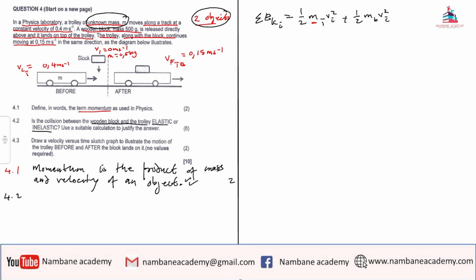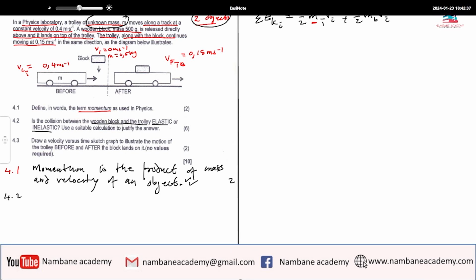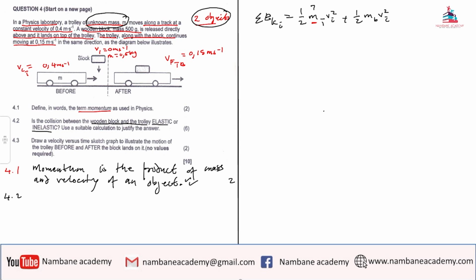Very, very important. But I will not be able to get a value because I don't have the mass of the trolley. So what can I do? Sum of momentum before is equal to the sum of momentum after. Conservation of what? Conservation of linear momentum.